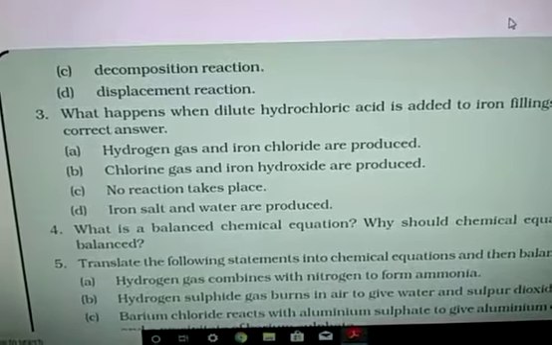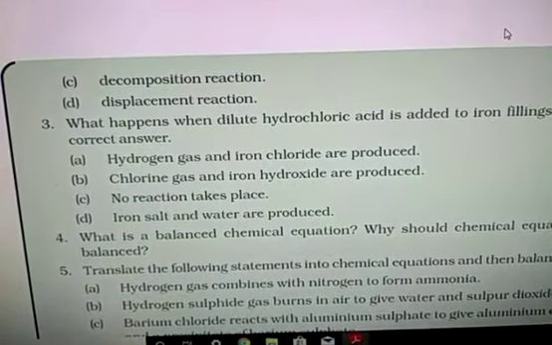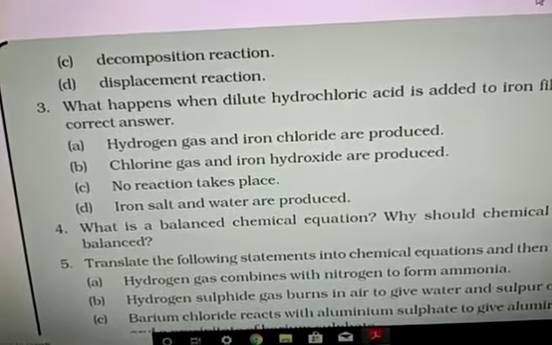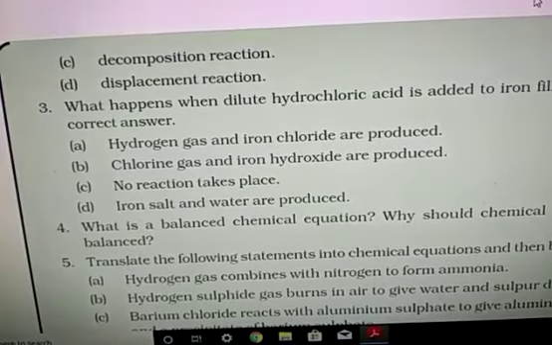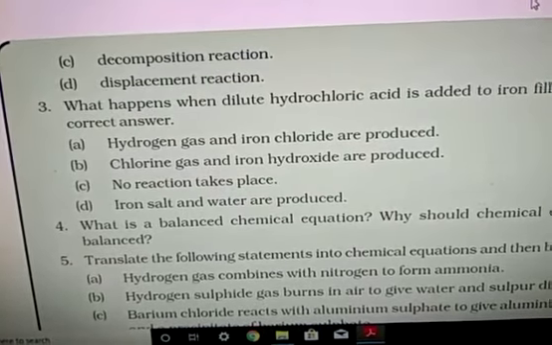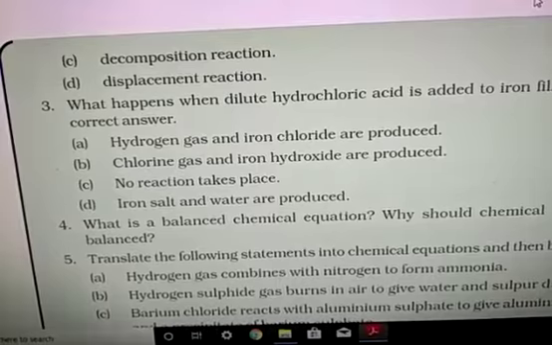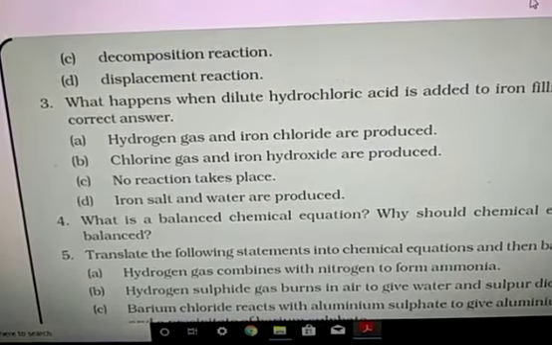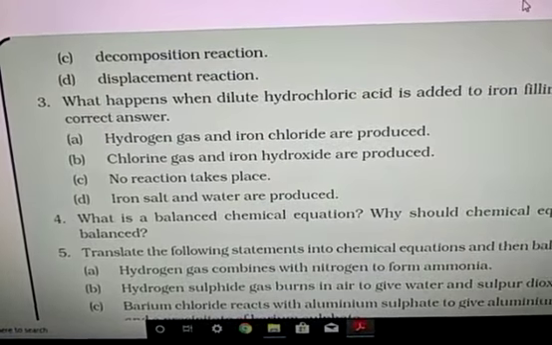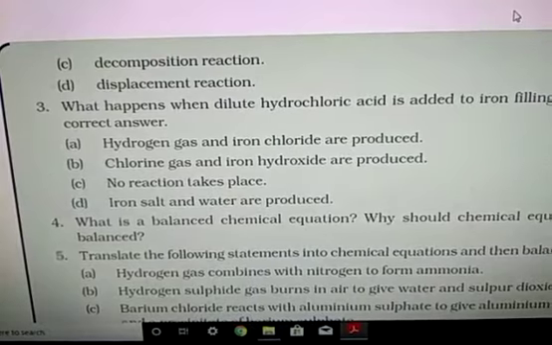First option is hydrogen gas and iron chloride are produced. Sahi. Chlorine gas and iron hydroxide are produced. Galat. No reaction. Galat, because iron is more reactive than hydrogen, so the reaction certainly takes place. Iron, salt and water are produced. Wrong. So only A is the correct answer.